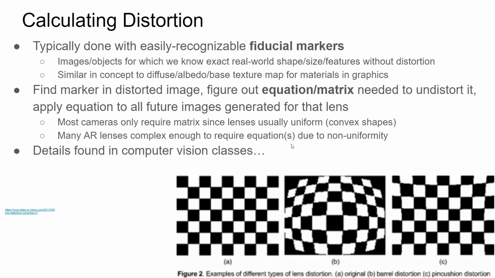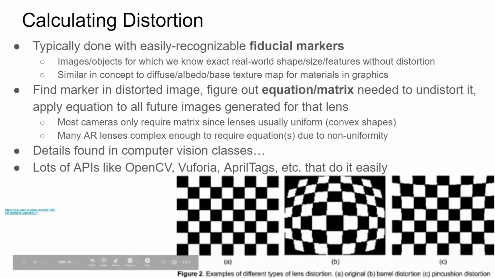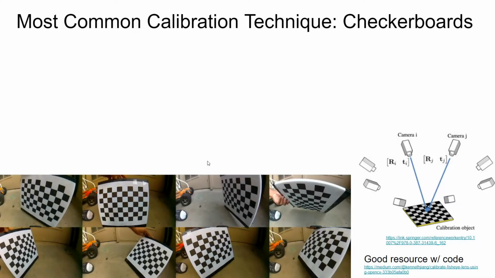And you can find more details in computer vision classes, and there are a lot of online resources, many of which I cited around here if you're interested in AR. There are a lot of APIs that do this easily, which is nice. So you usually don't have to do this by hand. The most common way of doing the calibration is with checkerboards, because checkerboards are nice and simple and easily describable, and you know they're square and you can tell where the lines are and so on.